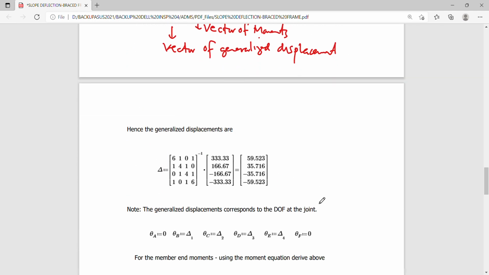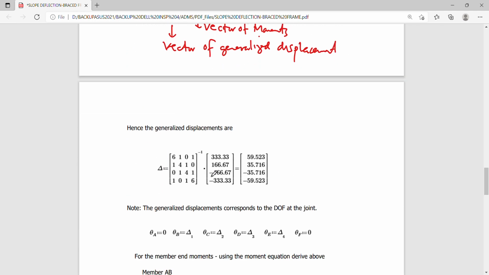Hence, the generalized displacements are computed in terms of delta by simply taking the inverse of your matrix K multiplied by the forces or the constants. You get these values. Okay, so this is now your theta B, theta C, theta D, and theta E.